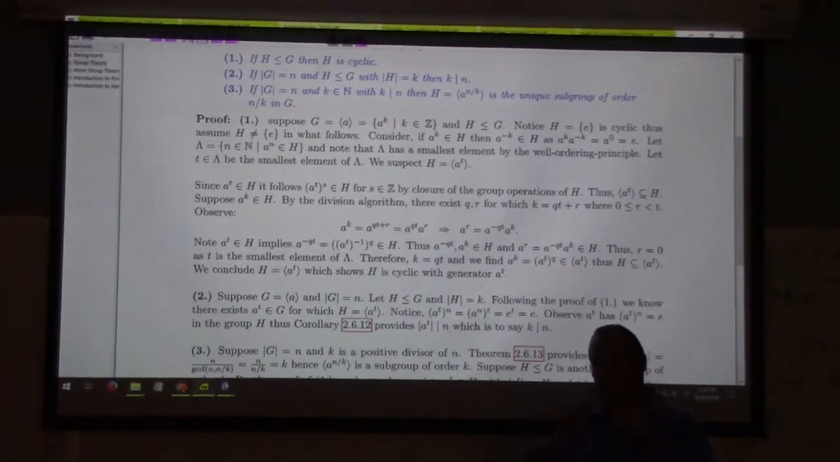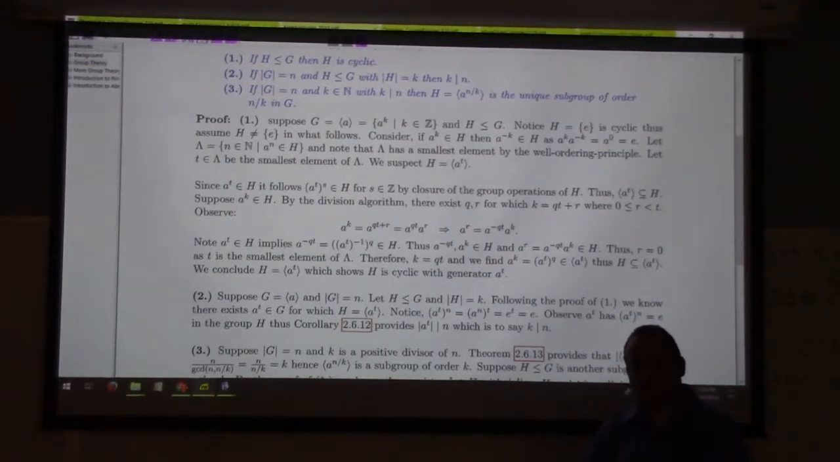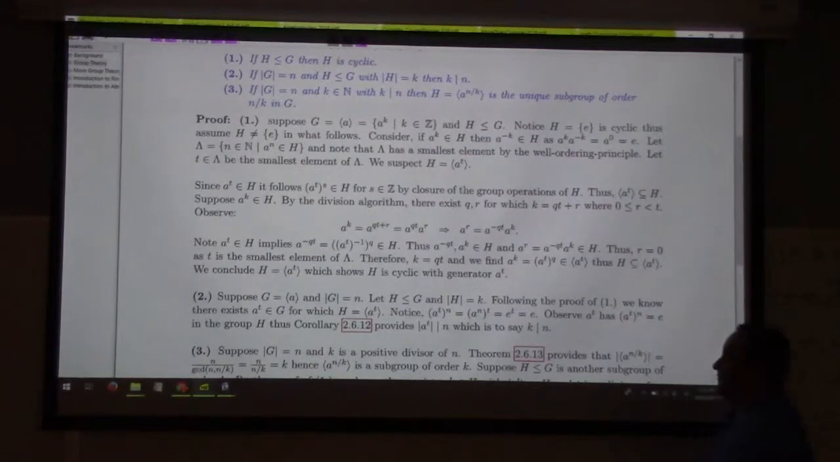So you can look at the set of all possible powers of a appearing in H. That's the set of all positive powers appearing in H, a to the k, where k is positive. And that's a what? A subset of natural numbers. So we can apply the well-ordering principle to pick a smallest member, and that will allow us to generate H. That will form a generator. That's what this proof says.